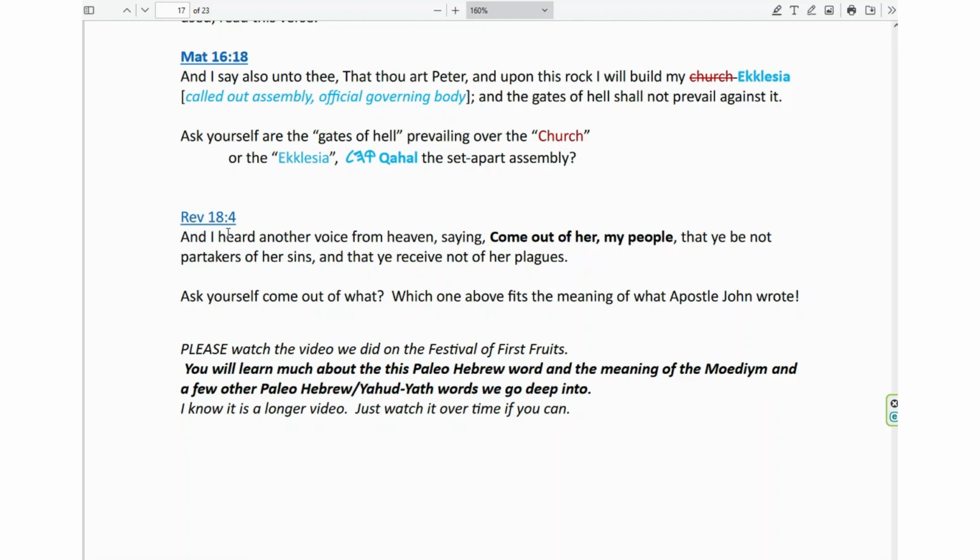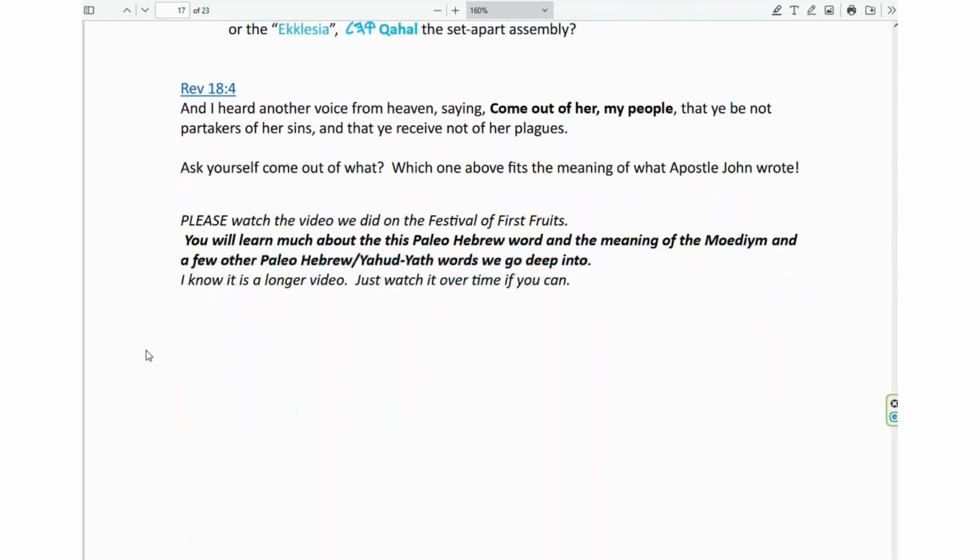Now, Revelation 18:4. And I heard another voice from heaven saying, Come out of her, my people, that ye be not partakers of her sins, and that ye receive not of her plagues. So you have to ask yourself, come out of what? Which one above fits the meaning of what Apostle John wrote? Remember the word church and where it comes from.